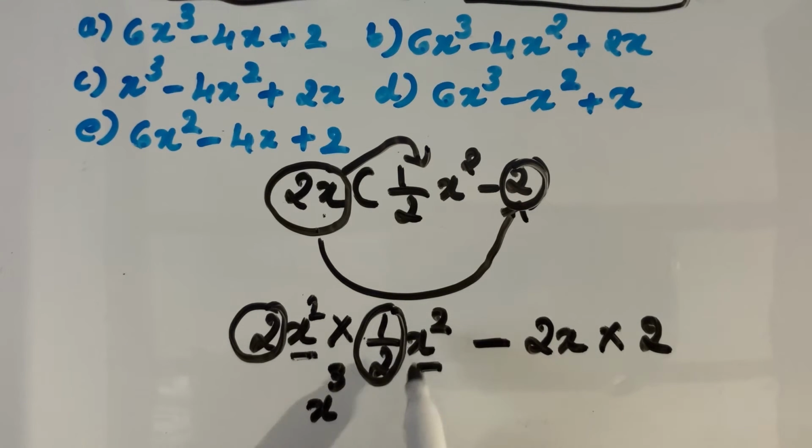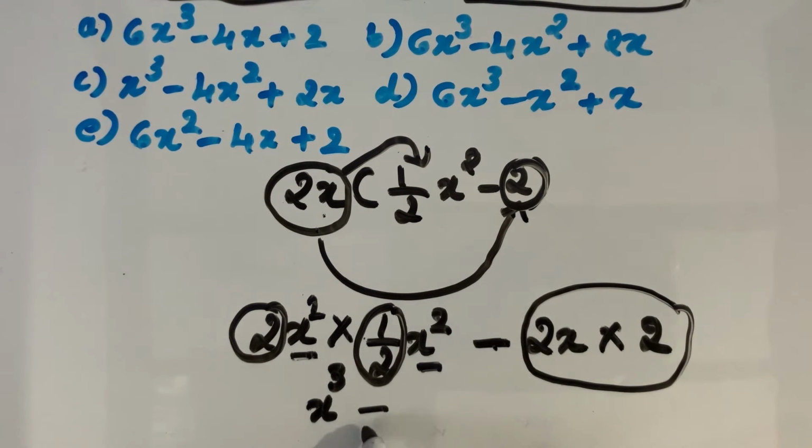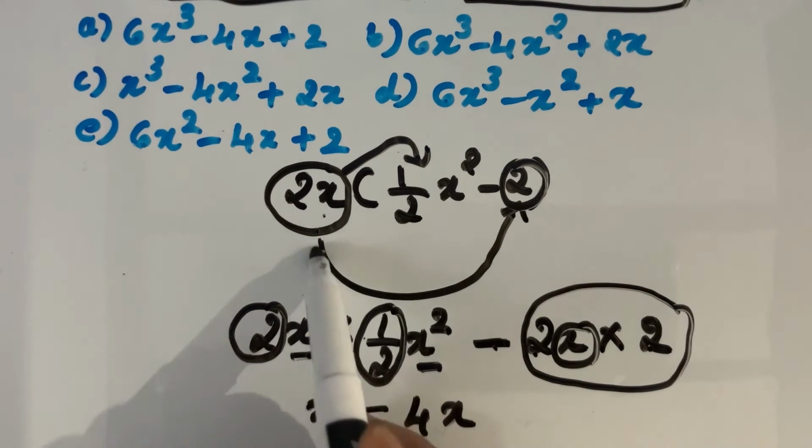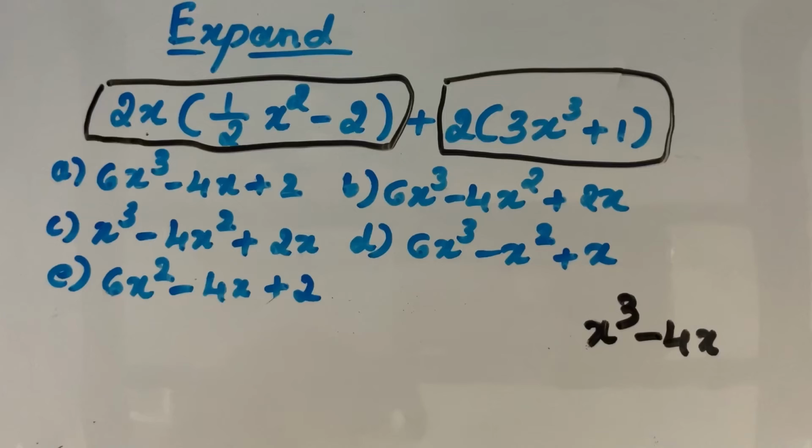So this part is x cube minus 2x times 2. We have minus here. 2x times 2. What is 2 times 2? 4. Then we have this x. 4x. So this part is x cube minus 4x. So first part is x cube minus 4x. Now let's do the second part.